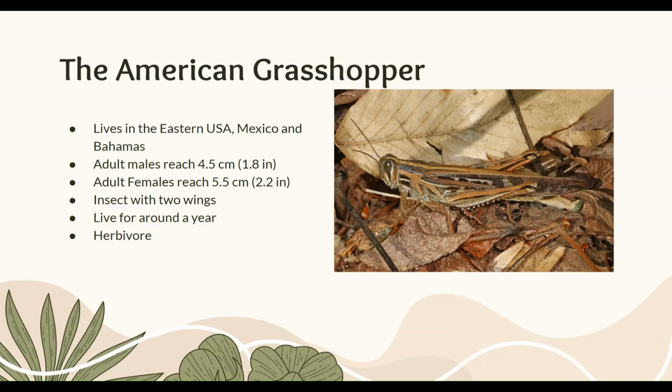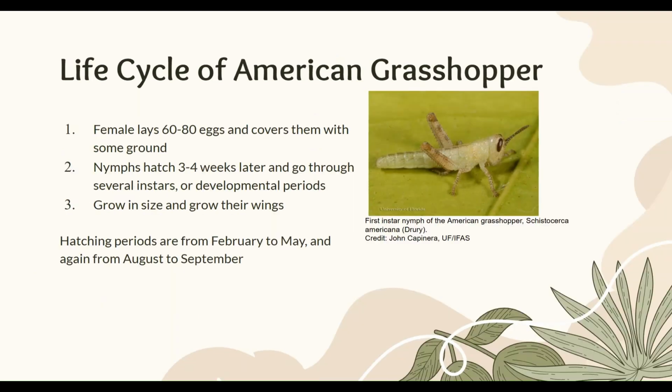So, for the introduction, the American grasshopper lives in the eastern USA, Mexico, and Bahamas. The adults reach 4.5 centimeters or 1.8 inches. The females are slightly larger at 5.5 centimeters or 2.2 inches. And as seen in the picture, it is an insect with two wings and lives for around a year and is a herbivorous animal.